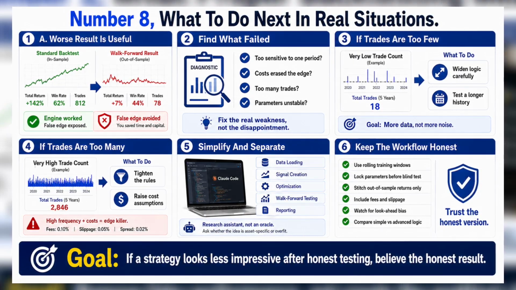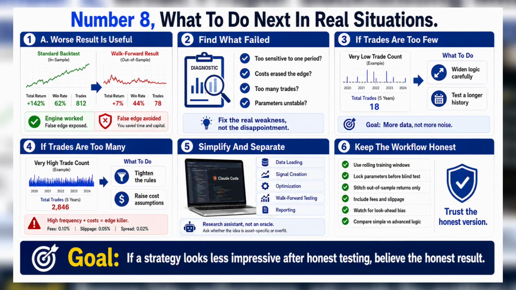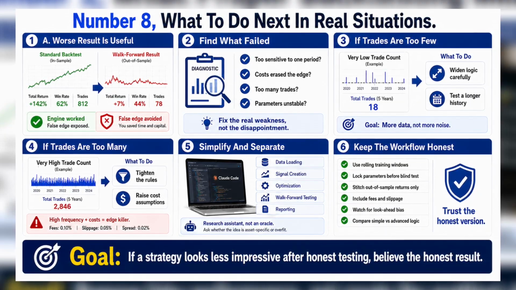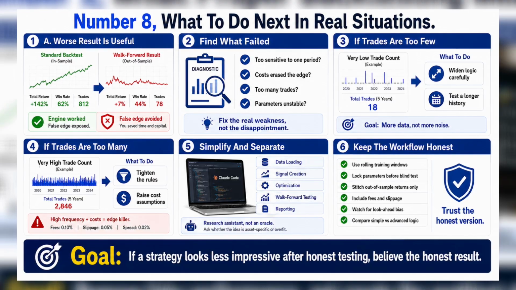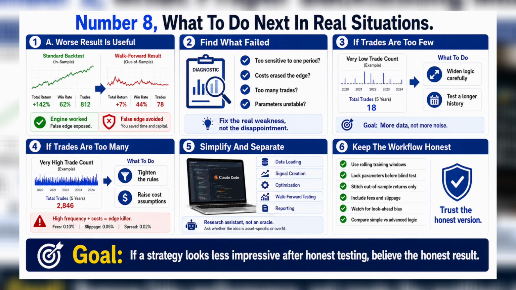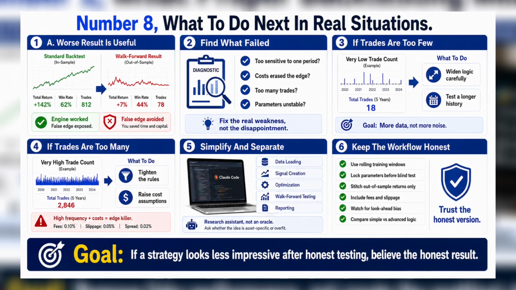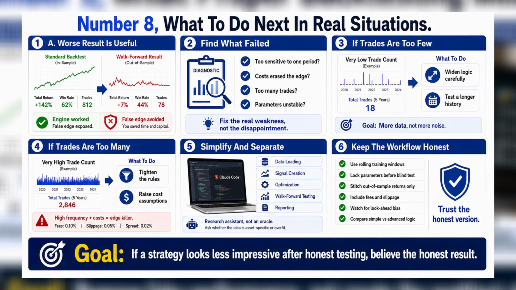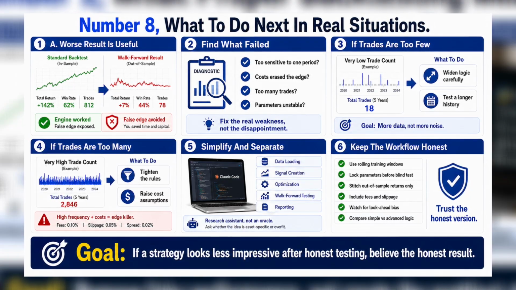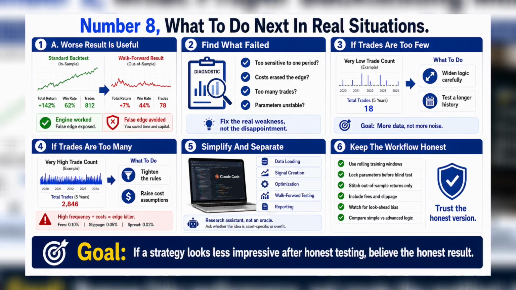Was the strategy too sensitive to one period? Did costs erase the edge? Did it trade too often? Did the parameter choices jump around too much? Solve the real weakness, not the emotional disappointment. If the strategy produces almost no trades, widen the logic carefully or test a longer history. If it has too many trades, tighten the rules or increase the cost assumptions.